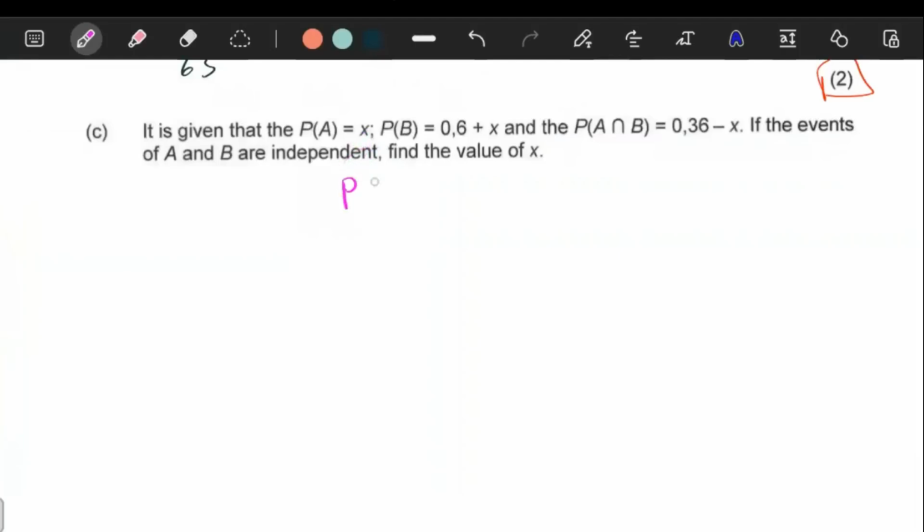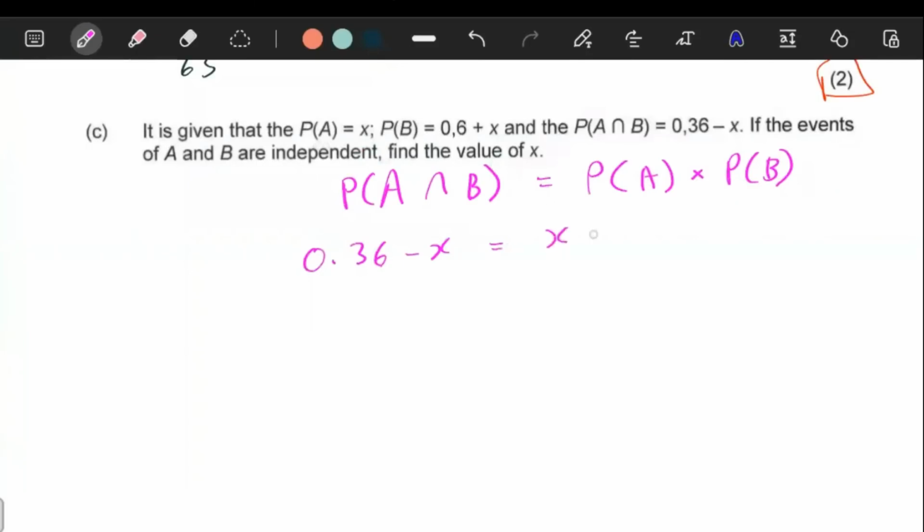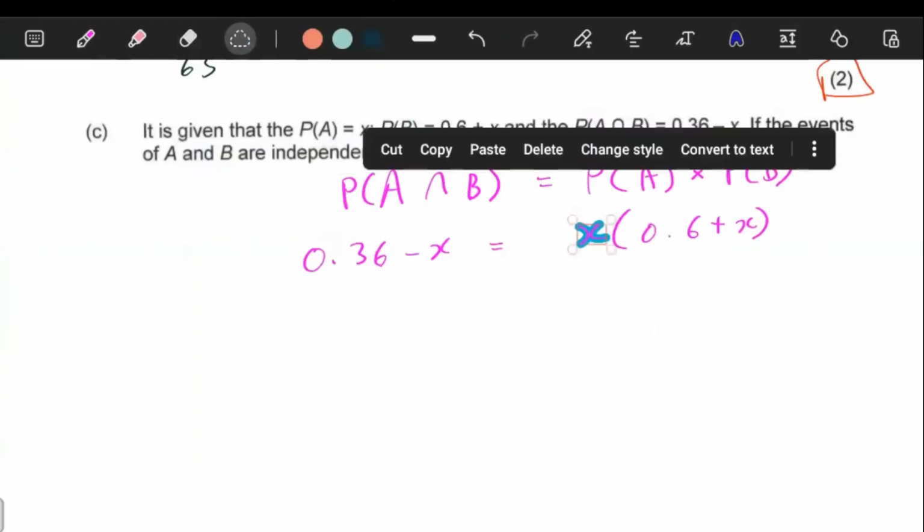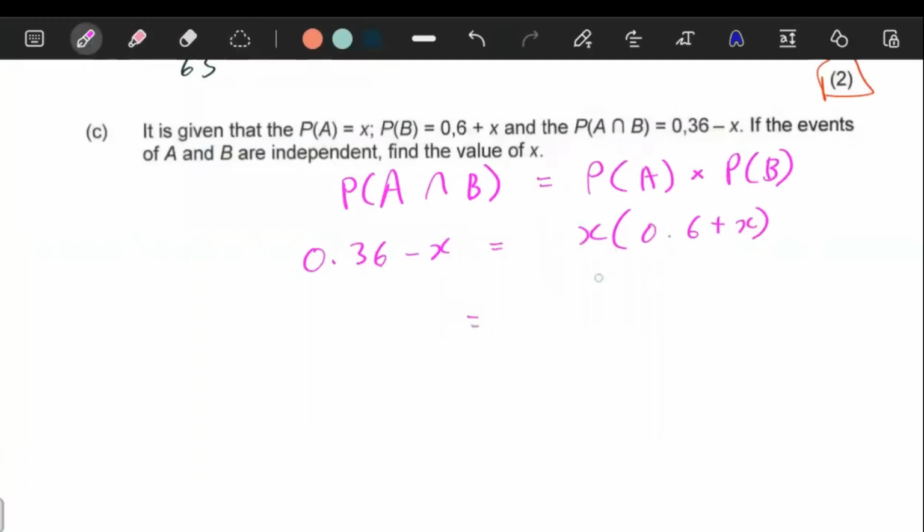Independent events are events where the probability of A and B is equal to the probability of A multiplied by the probability of B. So they'll give you a mark for this formula. And then if you put in your values, you just need to solve for x. You see, probability of A is x, probability of B is 0.6 plus x. So let's do this here. Multiplying inside, you have 0.6x. Multiplying again, you have x squared.